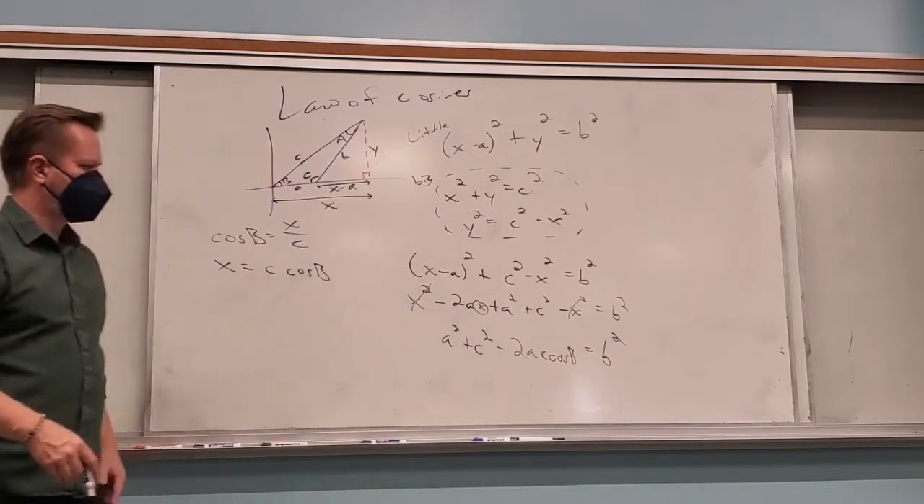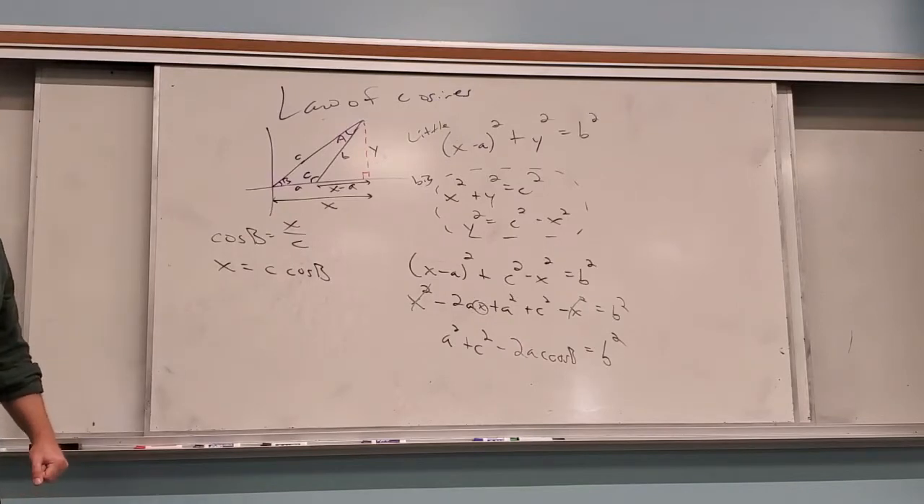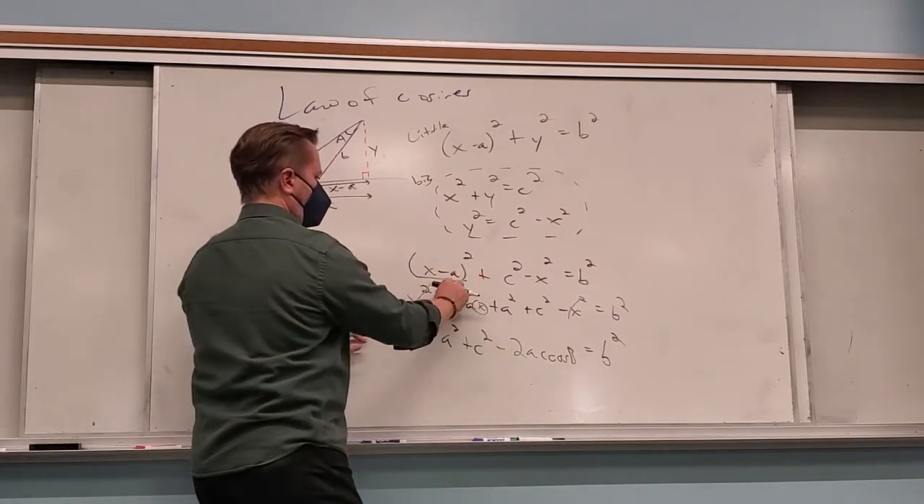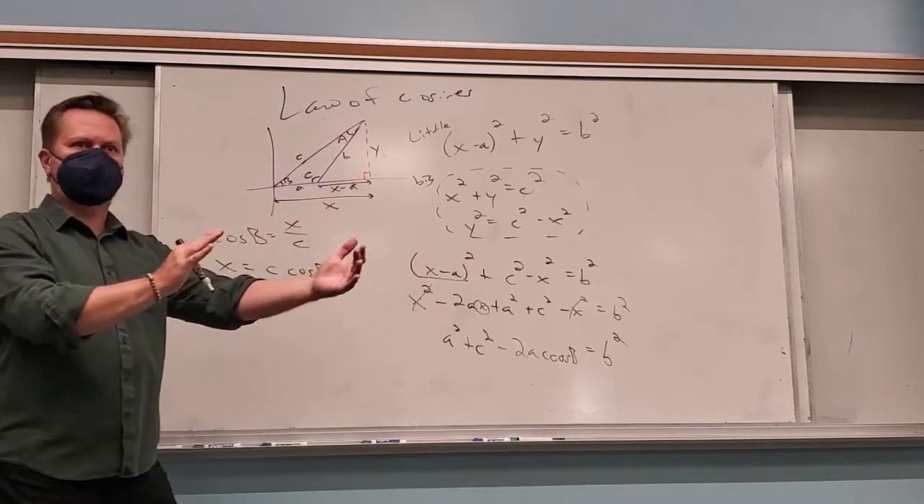Where did you FOIL? Say again? What did you FOIL? To get x squared, this here. Right? X minus a squared. So x minus a times x minus a.